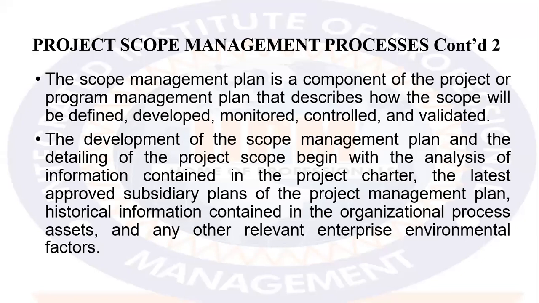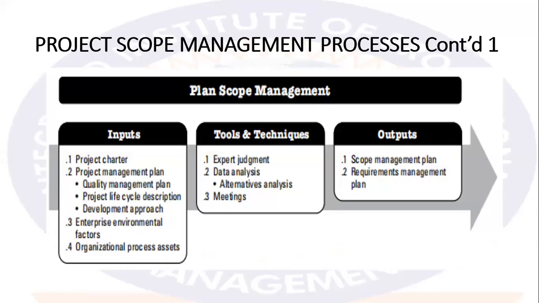So we are just explaining this chart here. So we said it starts with analysis of the project charter and any other subsidiary plans of the project management plan. So we see the subsidiary plans there, and then any other relevant organizational process asset and enterprise environmental factors. Okay.